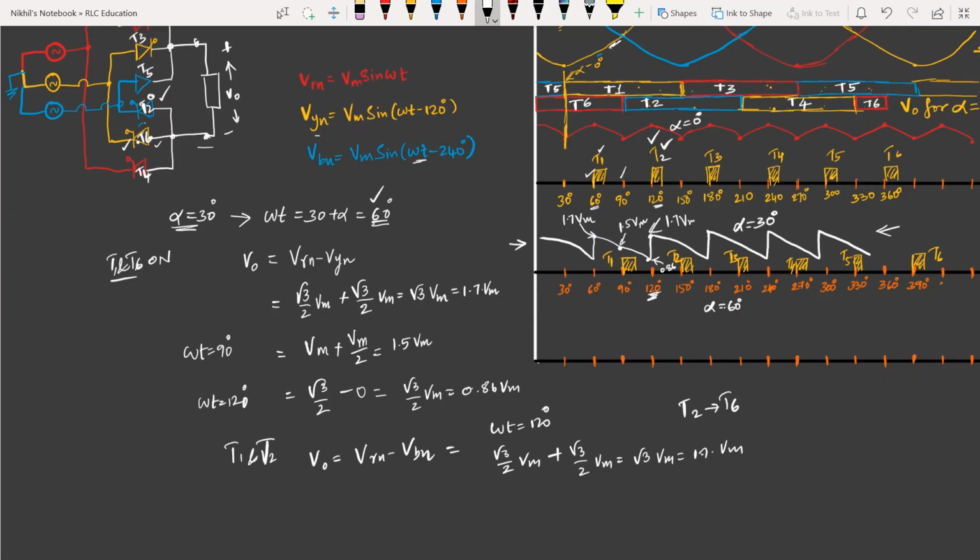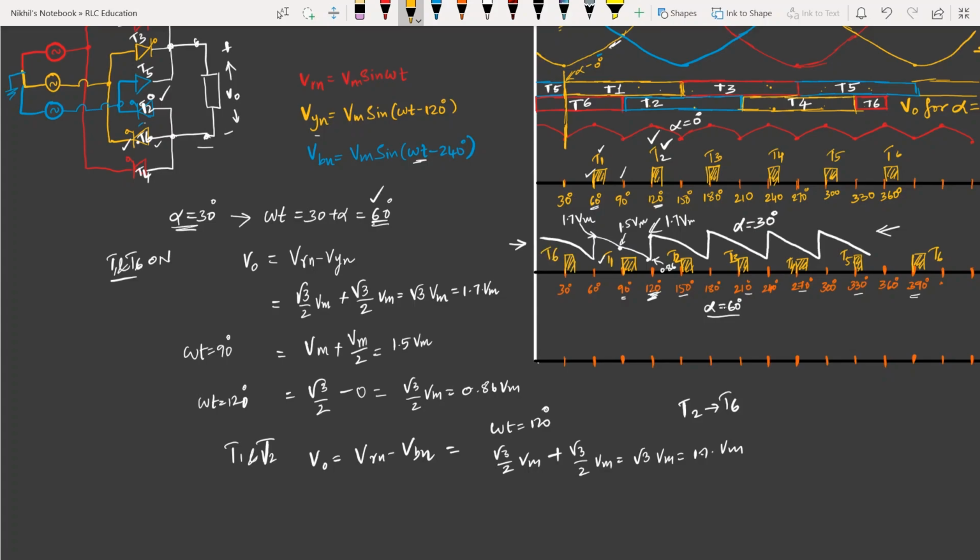Okay. Now what I will do is, I will try to increase the alpha further by 30 degrees. Then I will make alpha is equal to 60 degrees. When I make alpha is equal to 60 degrees, T1 will have been triggered at 90 degrees, T2 at 150 degrees, T3 at 210 degrees, T4 at 270 degrees, and T5 at 330, and T6 will be 390, or in other words I can tell it will be triggered at 30 degrees also. Okay, so this is also T6.